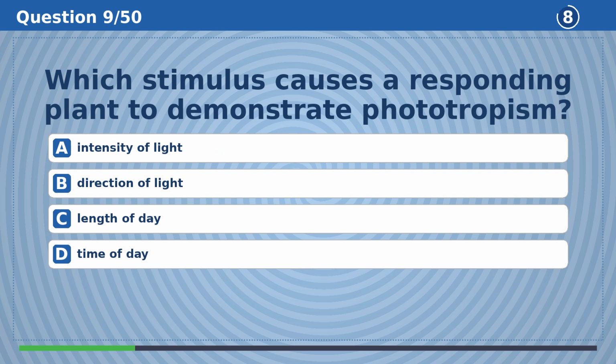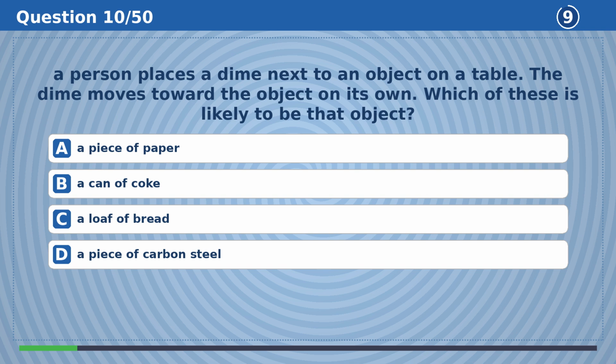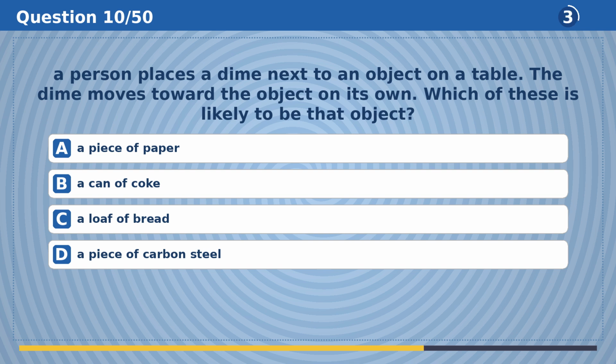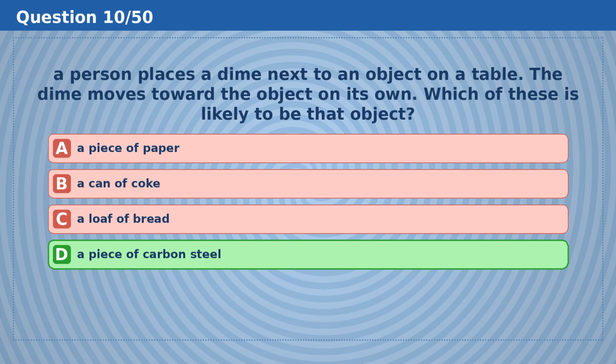Which stimulus causes a responding plant to demonstrate phototropism? The answer is B, direction of light. A person places a dime next to an object on a table. The dime moves toward the object on its own. Which of these is likely to be that object? The answer is D, a piece of carbon steel.